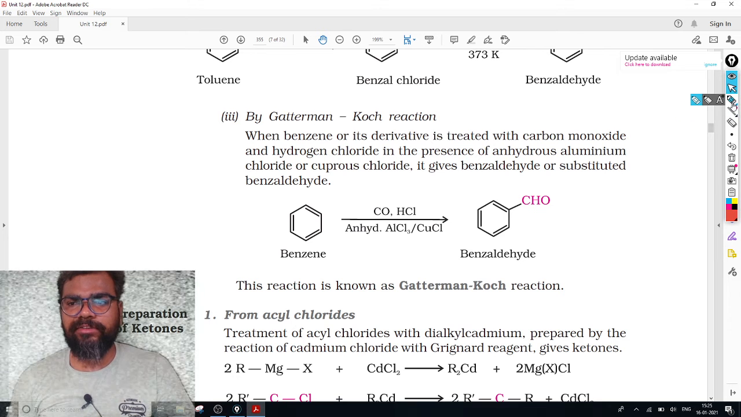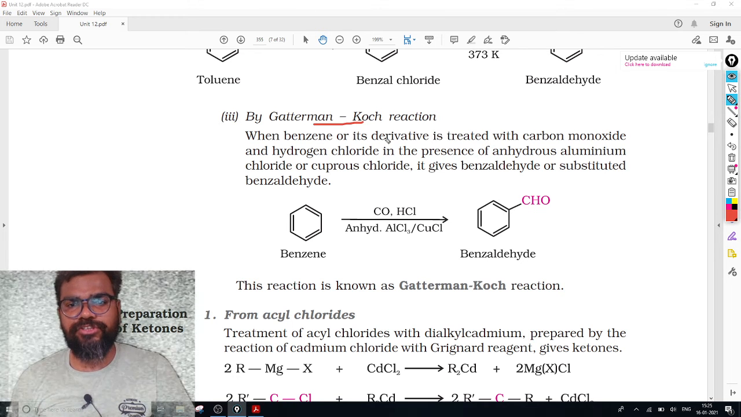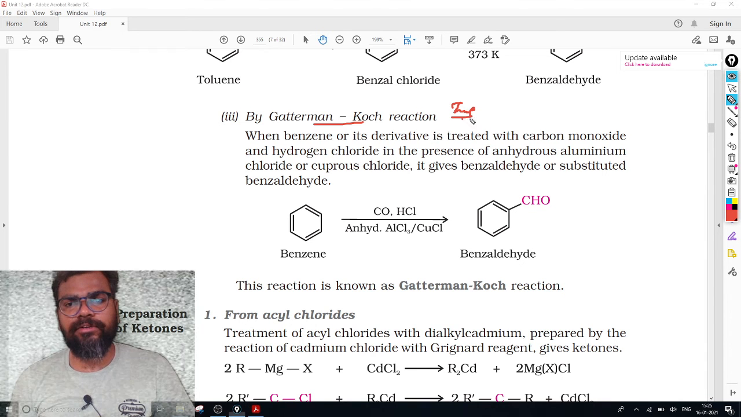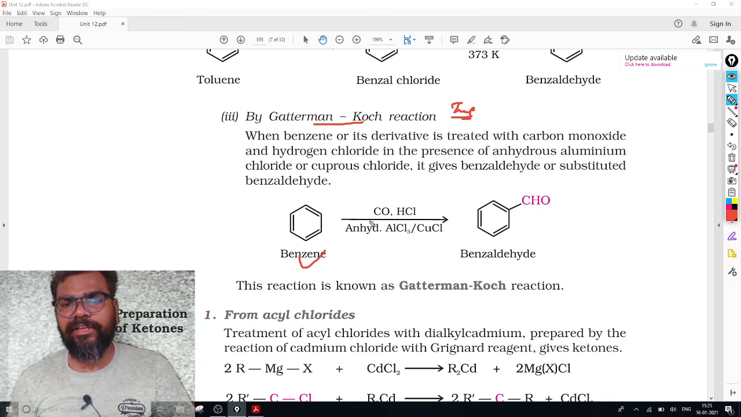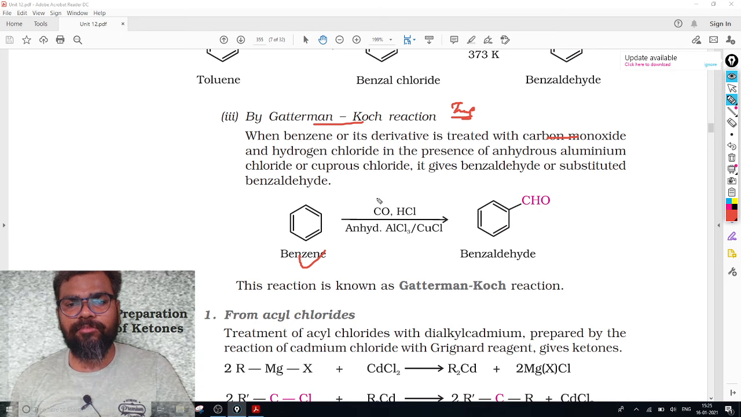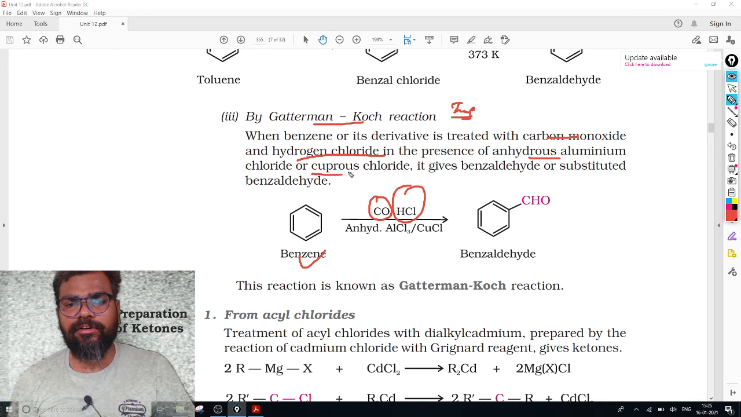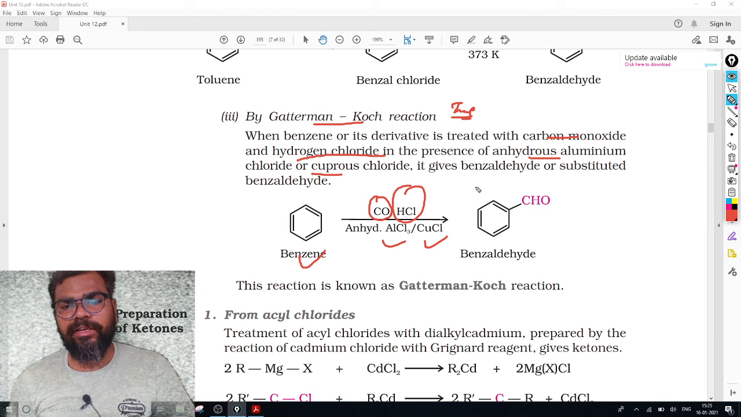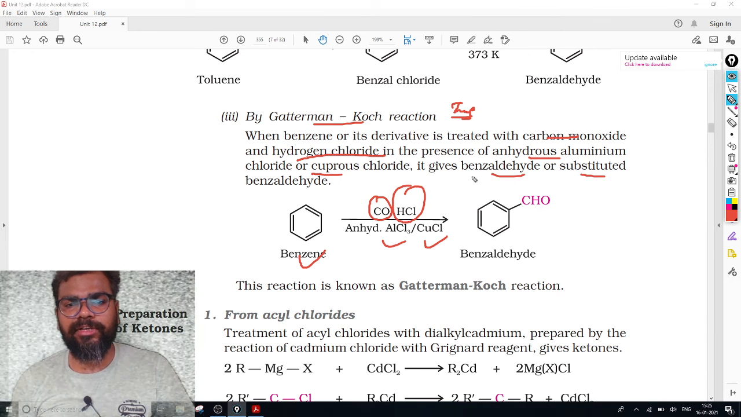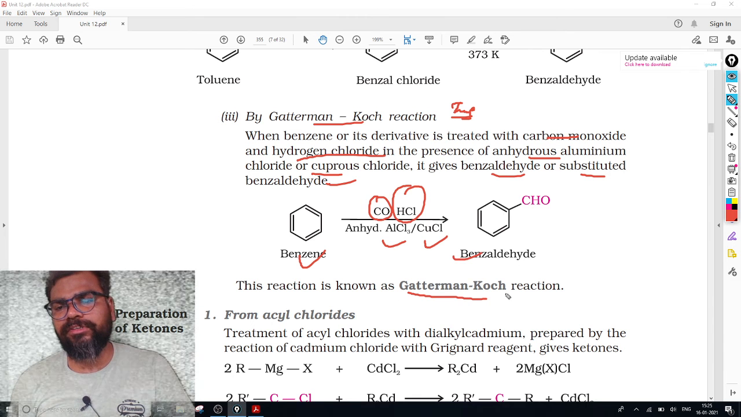Then the next reaction is the Gattermann-Koch reaction. This is quite an important one. When benzene or a benzene derivative is treated with carbon monoxide and hydrogen chloride, HCl, in the presence of anhydrous aluminum chloride or cuprous chloride, that is AlCl3 or CuCl, it gives us benzaldehyde or substituted benzaldehyde. This reaction is known as the Gattermann-Koch reaction.